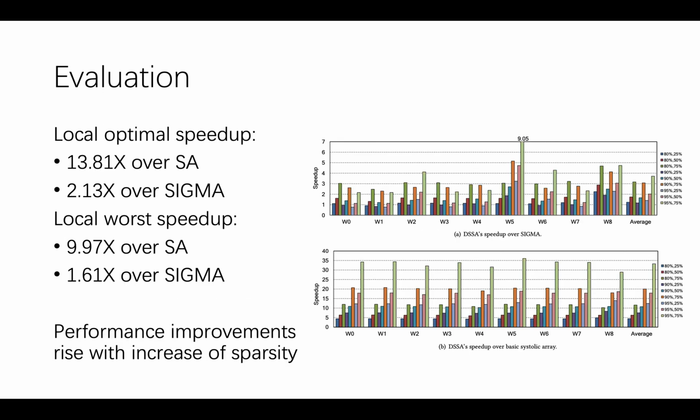The evaluation results are shown in these two figures. The top figure shows DSSA speedup over SIGMA, and the bottom figure shows DSSA speedup over the systolic array. On average, DSSA with the local optimal architecture delivers 13.81x speedup over the basic systolic array and 2.13x speedup over SIGMA. DSSA with the local worst architecture achieves 9.97x speedup over the systolic array and 1.61x speedup over SIGMA. The performance improvement grows with the increase of sparsity, which shows that DSSA can efficiently take advantage of sparsity.